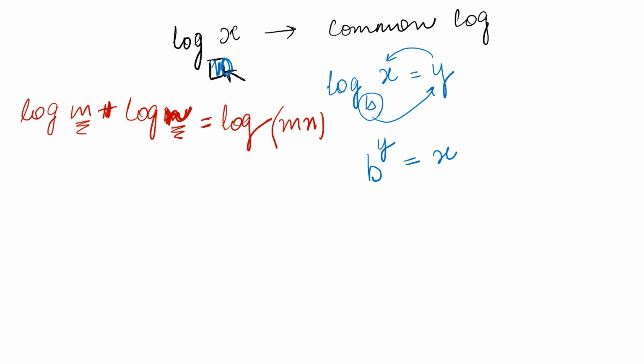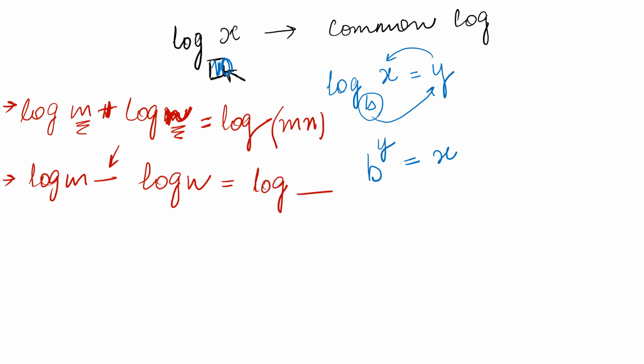Second property: if log of m is separated from log of n by a minus sign, then you write the log one time, with the first term, that is m, written with a positive sign because before it there is no sign. So write m divided by n, which is the term written with the negative sign.